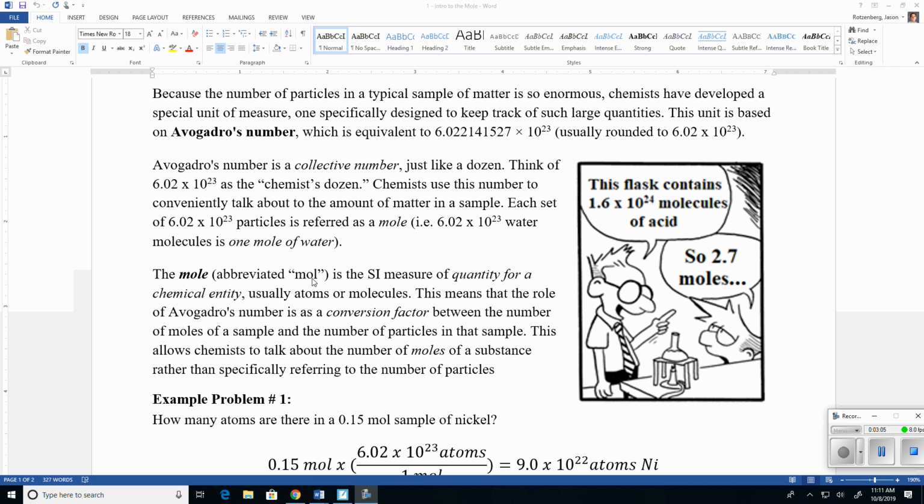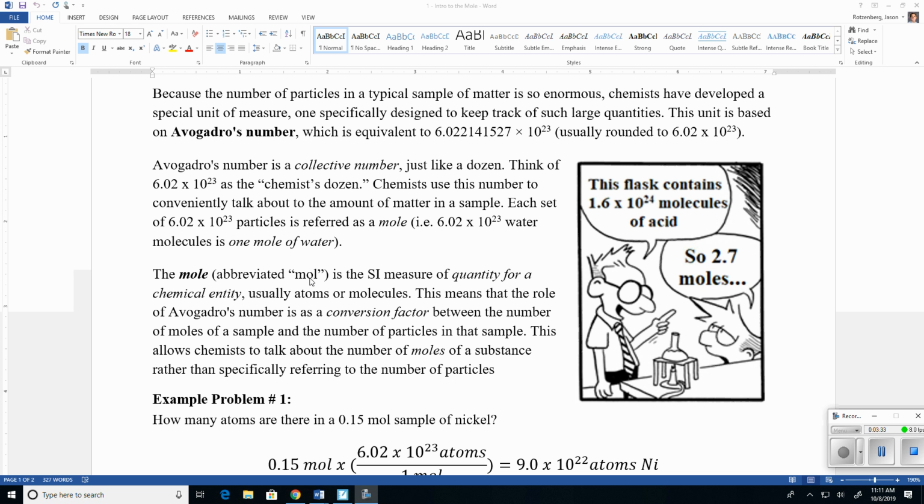By the way, mole is abbreviated MOL. Might be silly to abbreviate a 4-letter word. However, we can't abbreviate it M. Meter was already taken. We can't abbreviate it ML. That's milliliter. MO is an element on the periodic table. That's number 42.